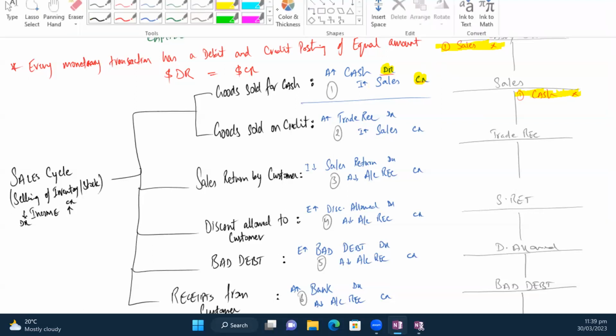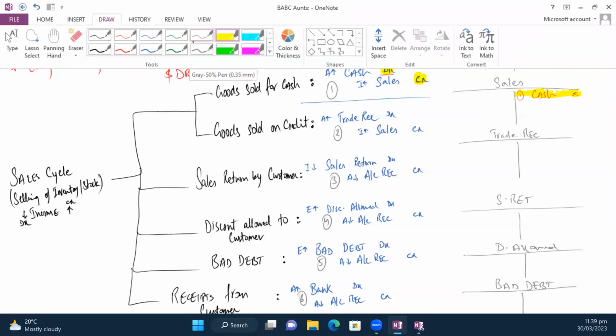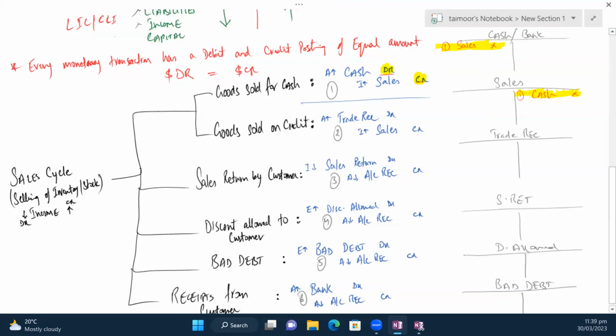ठीक है जी? यहाँ तक clear है? Any confusion, any question? Anyone, any confusion, any question? Yes, no? No? Okay. So let's post the second entry.